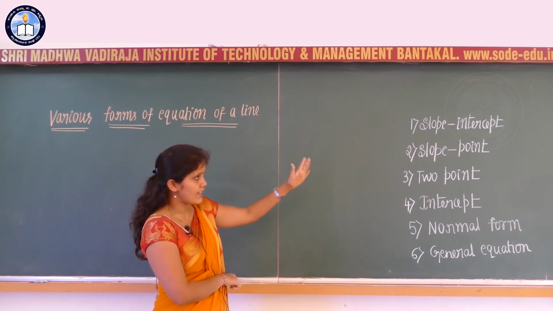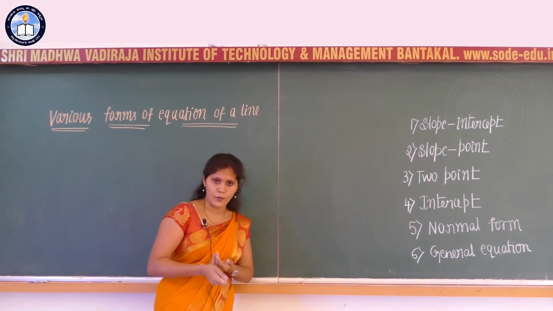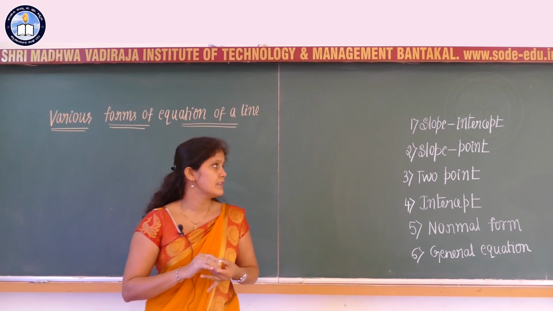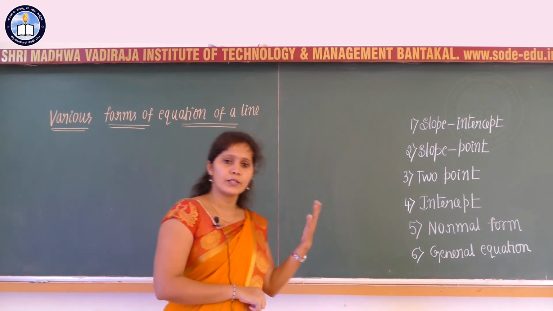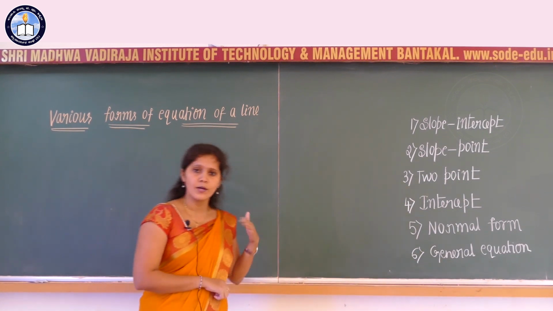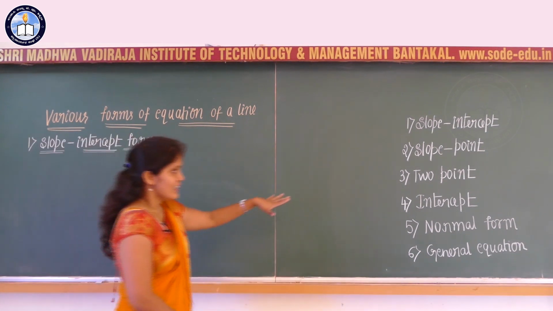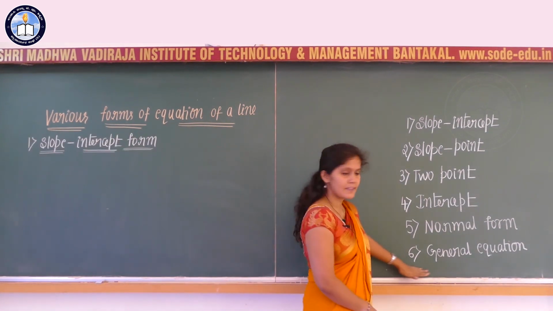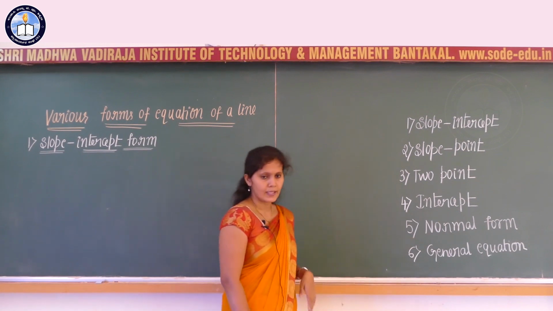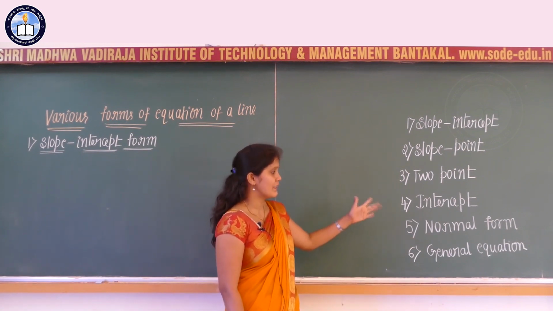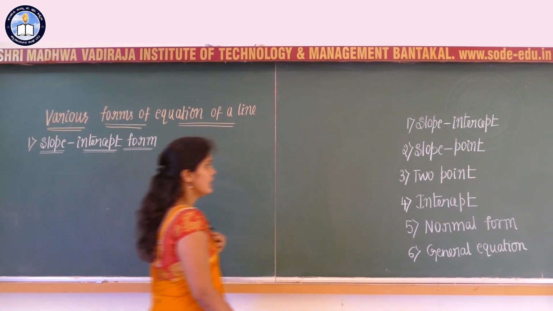We have derivations for all these 6 forms, and by using the formulas we are going to find the equation of a line. Okay, so these are the 6 different forms of equation of a line. Let us discuss each of the forms one by one.